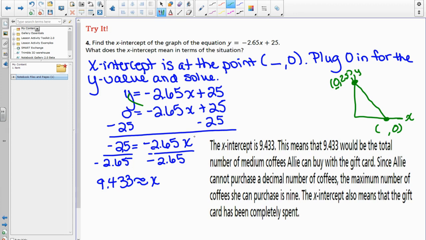Okay, so if I'm going to solve this, I can take that equation. Notice I have my slope in there from the previous problem. I have my y-intercept from the previous problem. I'm going to subtract 25 from both sides. I'm going to divide by my slope of negative $2.65, and I still get that same answer, which shouldn't shock you. So the x-intercept is technically 9.433. That means, as we talked before, that's how much coffee she could buy if you could buy partial of a coffee.